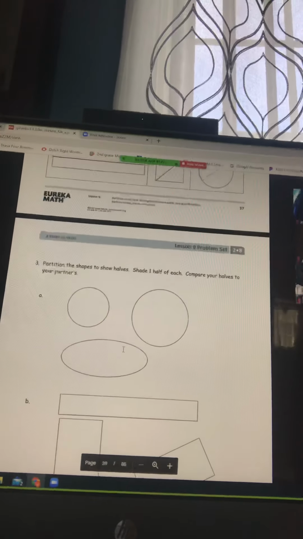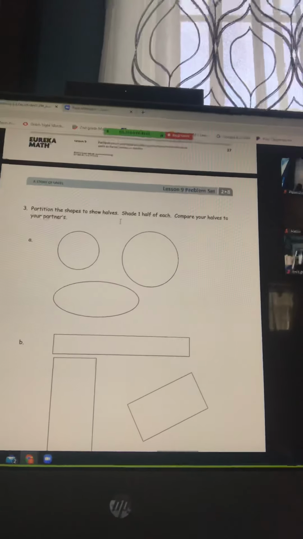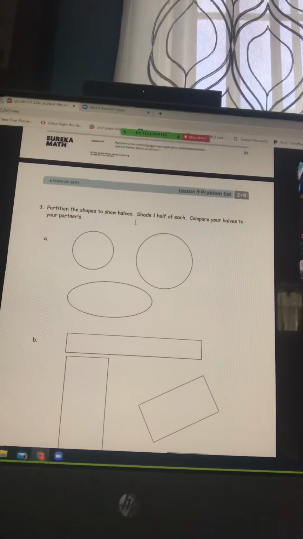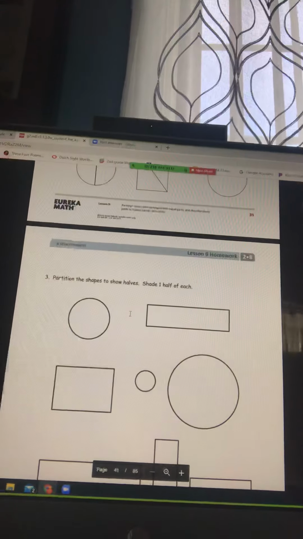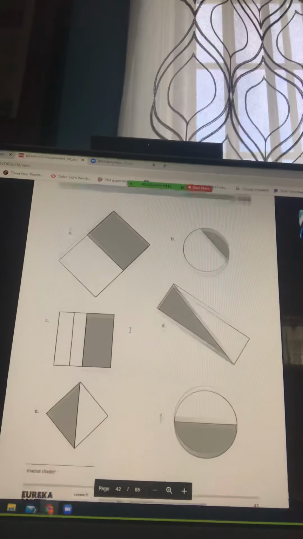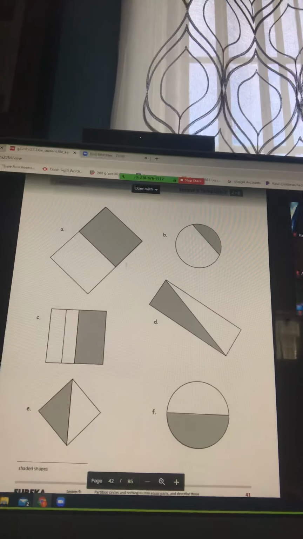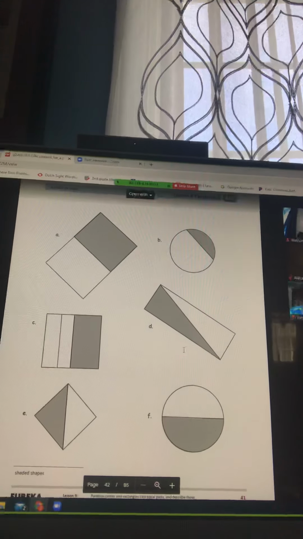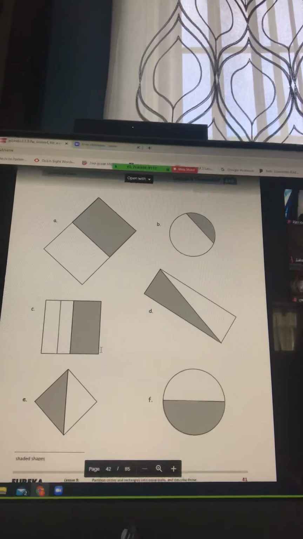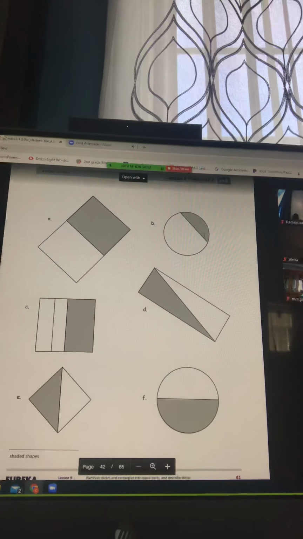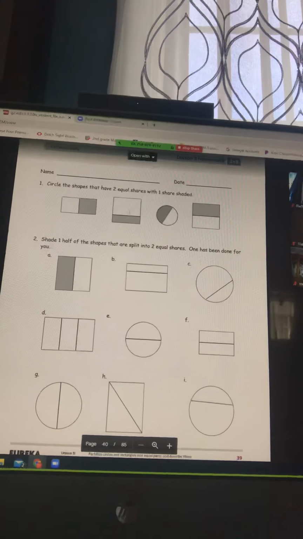All right, let's go on to 3. Number 3 says, partition the shapes to show halves. This time you are going to draw the line where you think half is. And if you skip down to page 41, there are some examples of halves and shaded in. This is a half shaded in. This is a half shaded in. This is a half shaded in. This is a half shaded in. This is not a half. This is not a half. You're only shading in the ones that are halves. Everybody understand that? All right, you are doing pages 37 and 38.